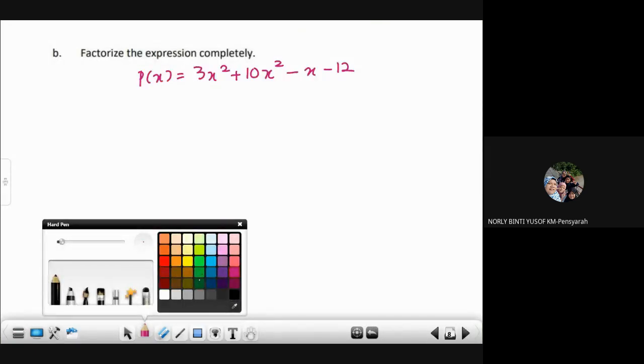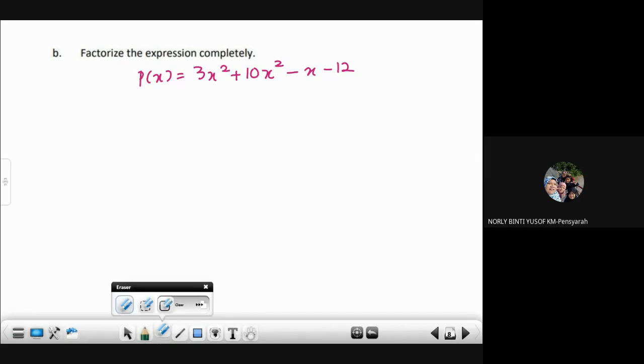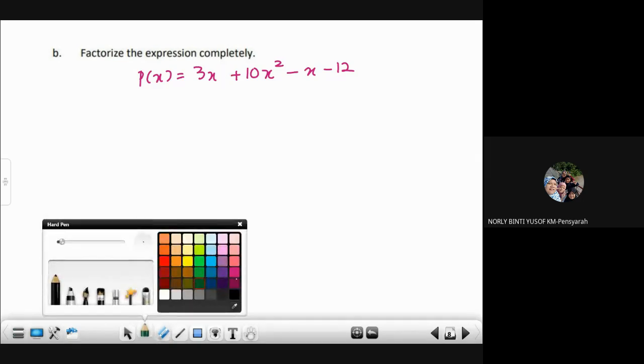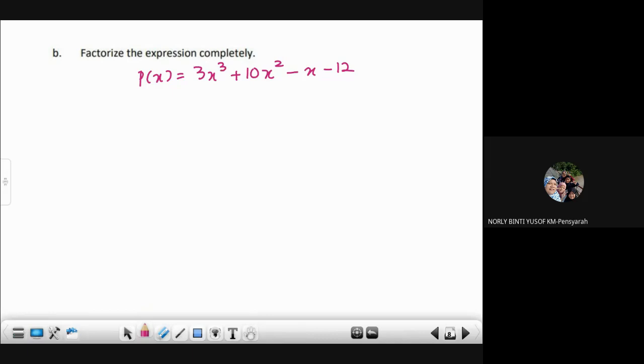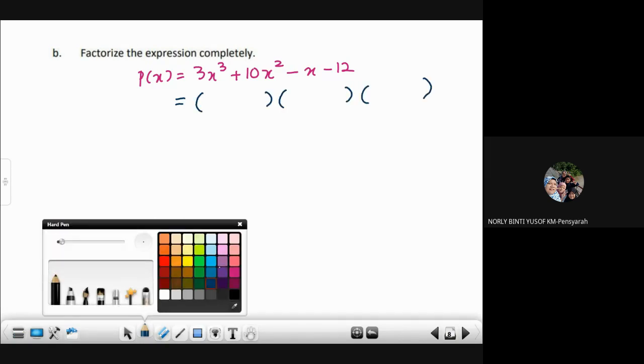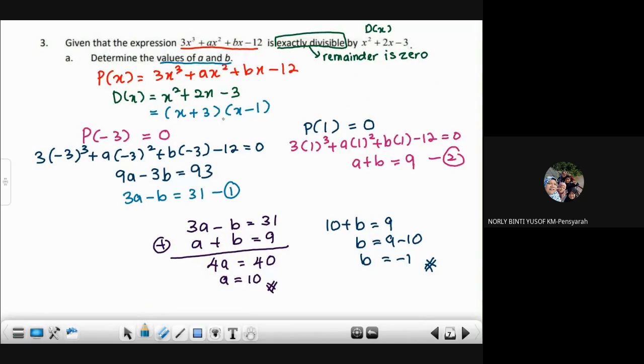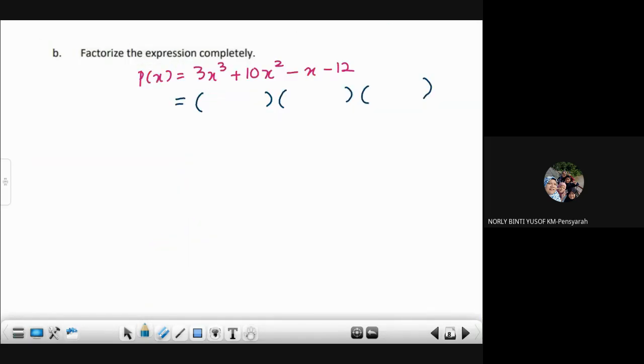So tulis bahagian ni. Ini pun sama. You guna calculator. Ini kuasa 3, sorry. Kuasa 3. This is power of 3. Okay, then you use calculator. You masuklah A3, B10, C negatif 1, D negatif 12. Nanti dia akan keluar faktor dia. Walaupun sebenarnya faktor dah ada 2 faktor, iaitu divisor you. Ni lah X plus 3 dengan X tolak 1. Itu dah siap-siap.